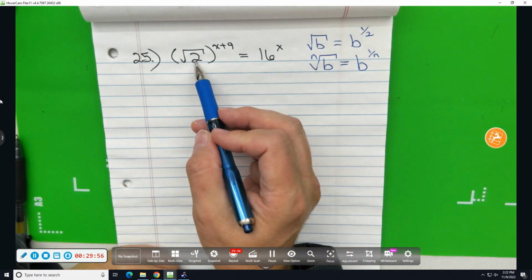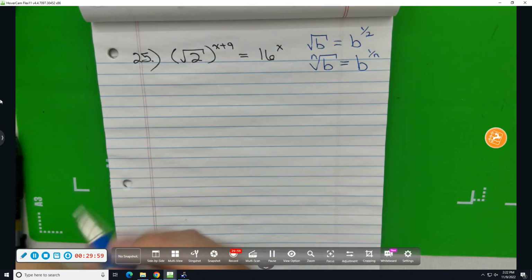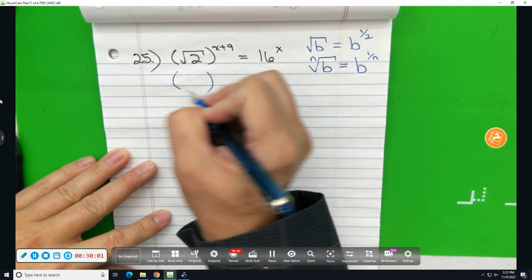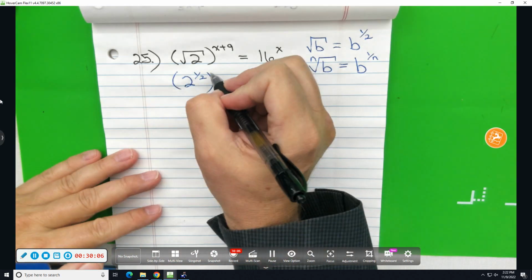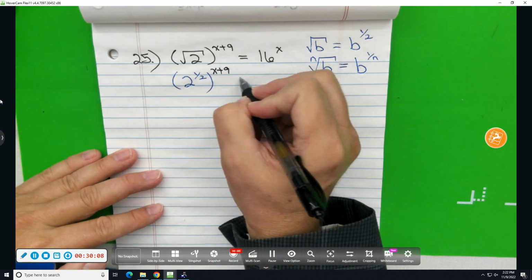So we see that 2 there. We're going to write that as 2 to the 1/2 power. We still have that x plus 9 up there, equals.